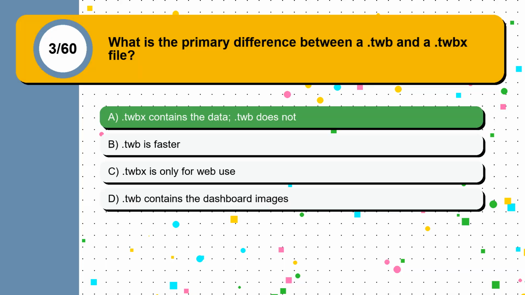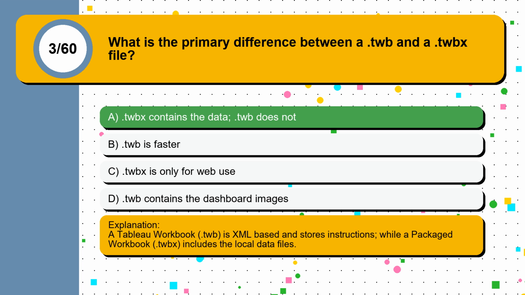The correct answer is option A. TWBX contains the data, .twb does not. A Tableau workbook, .twb, is XML-based and stores instructions, while a packaged workbook, .twbx, includes the local data files.